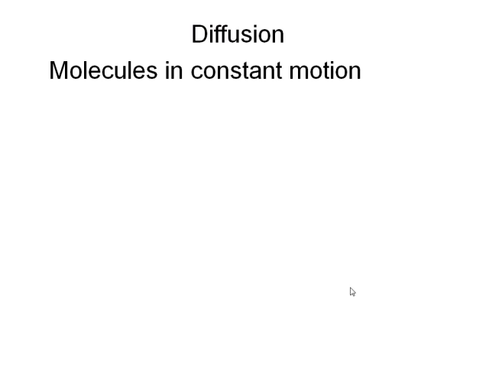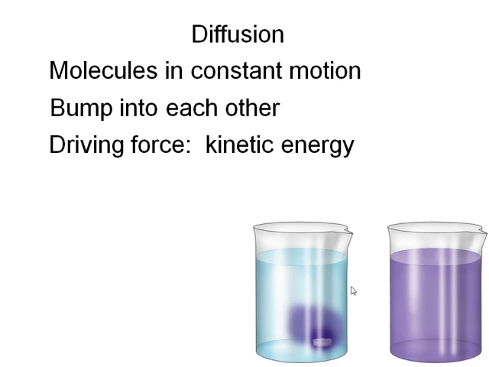Now, if we look at diffusion without a cell membrane involved, diffusion works and does not require any energy on the part of the cell because molecules and substances are in constant motion. In gases, they're moving quite a bit, in liquids, not quite so much, and in solids, they're moving very little, but they are moving. As a result, molecules bump into each other from time to time. We call this molecular movement kinetic energy, and that's the driving force behind diffusion.